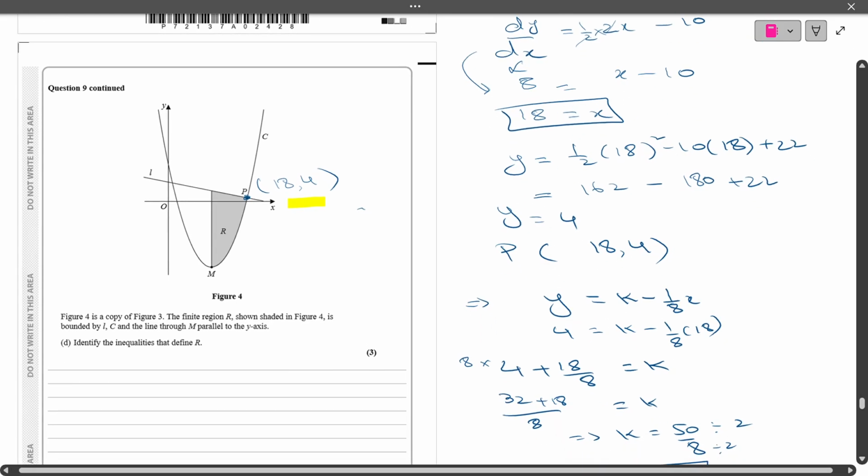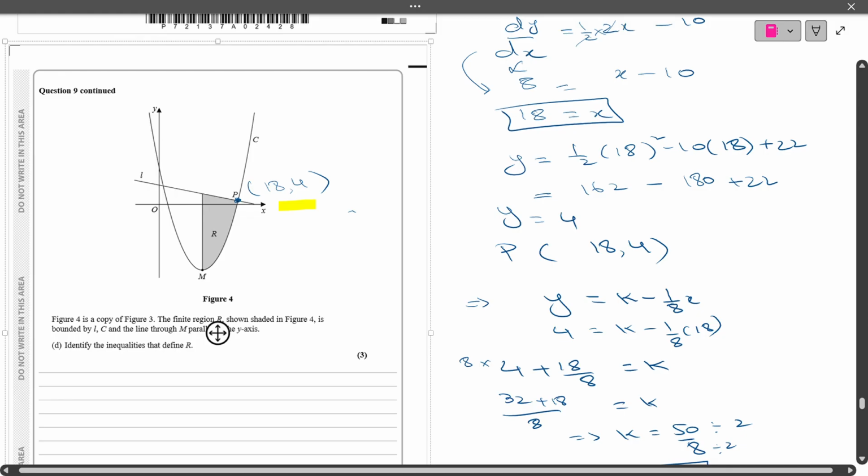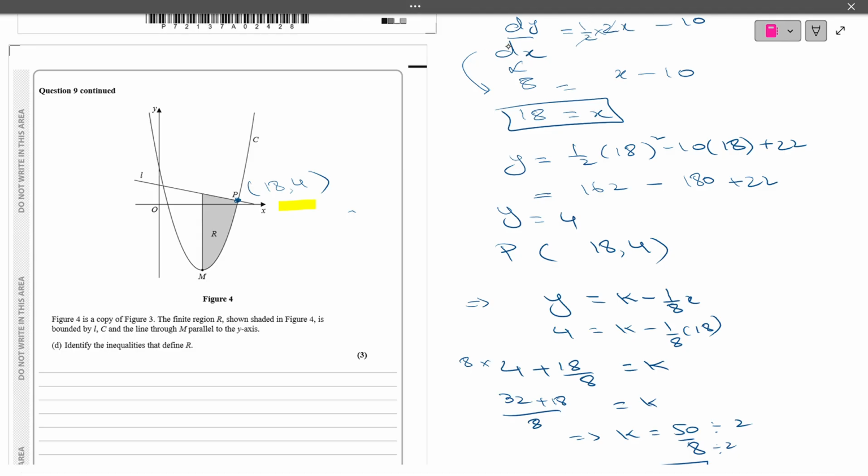Last part of the question, and this is the last question from this paper, October 2022. Figure 4 is a copy of figure 3. The finite region R, shown shaded in figure 4, is bounded by L, C, and the line through M parallel to the y-axis, and identify the inequalities that define R.